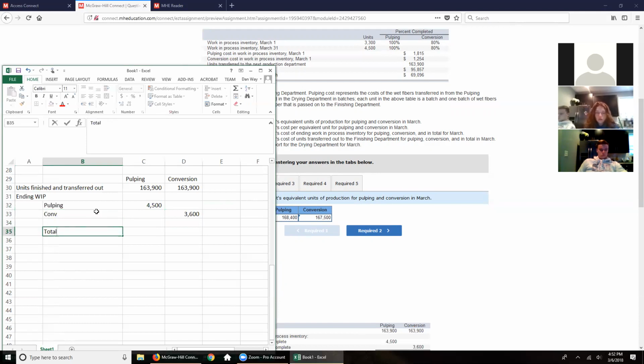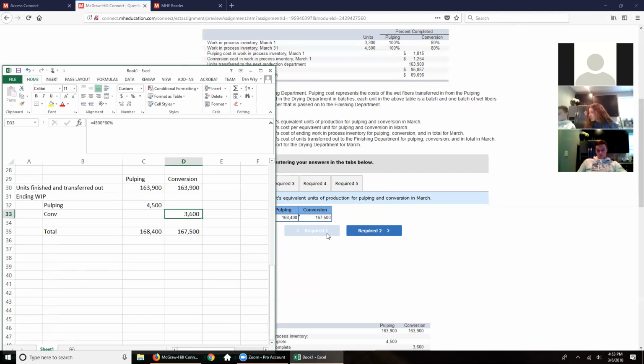So total equivalent units of production is those units finished and transferred out, plus those ending work in process units, again factored for that completion rate. And then same thing for conversion. So again, this measure tells us I did the equivalent of 168,400 units with respect to pulping, and the equivalent of 167,500 with respect to conversion. And that difference comes because those ending work in process units aren't all the way done with respect to conversion.